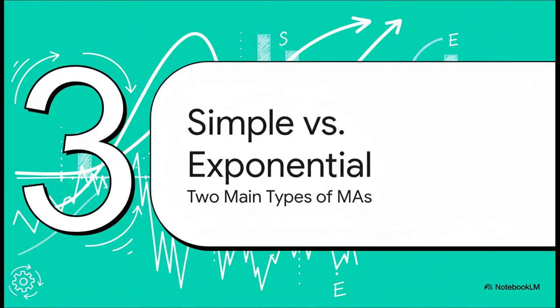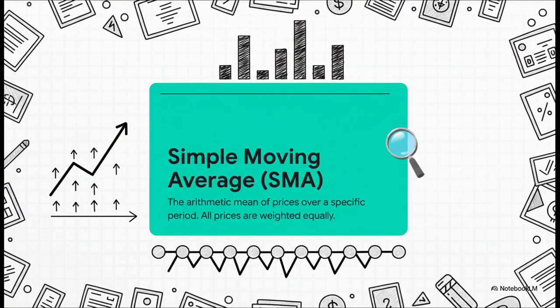Now, not all moving averages are built the same. They usually come in two main flavors, simple and exponential. They're both trying to do the same job, smooth out the price, but they go about it in slightly different ways. The simple moving average, or SMA, is exactly what it sounds like. Simple. If you've got a 20-day SMA, it just adds up the closing prices for the last 20 days and divides by 20. That's it. Every day gets an equal vote. It's steady, it's reliable, and it gives you a very, very smooth line.